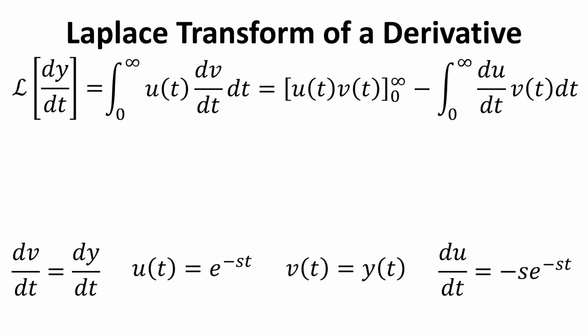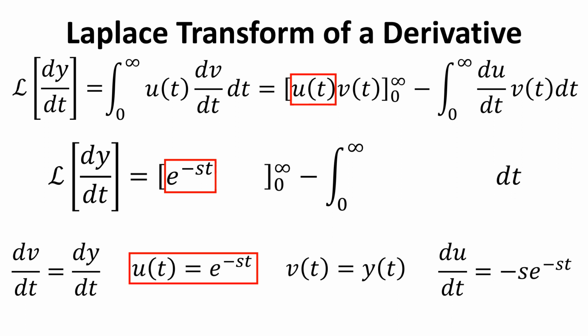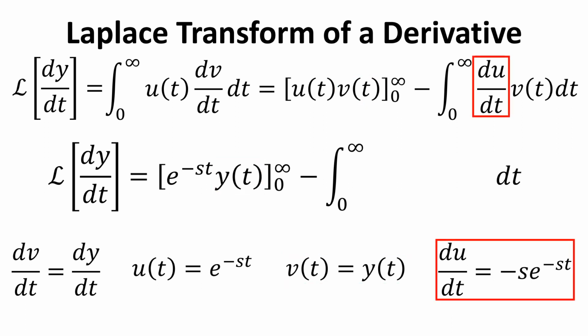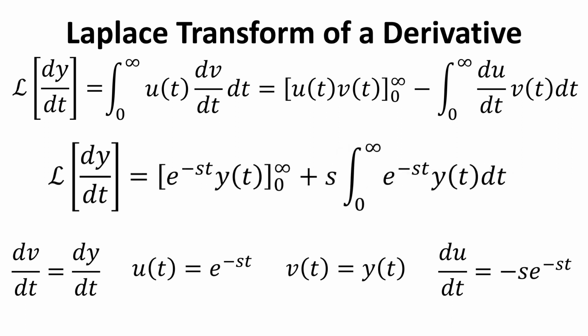Okay, so now we can start to plug some of these things in. So first of all, let's look at u of t. Well, u of t equals e to the minus st, so that will go into these square brackets. v of t equals y of t, so we'll plug that in. And then in the integral, du by dt is minus s e to the power of minus st, so we'll put that in. And finally, v of t gets substituted with y of t. So we've now got an equation that we can work our way through and try and work out this Laplace transform of a derivative.